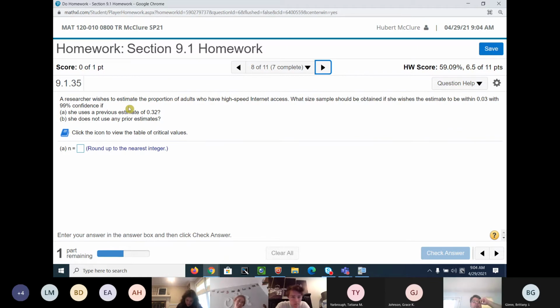A researcher, okay, this is the question I told you would get on a test right here. A researcher wishes to estimate the proportion of adults who have high-speed internet access. There's your question right there. Everybody see what I highlighted? What sample size? That means find N. It should be obtained with a margin of error of 0.03 and a 99% confidence level. So I'm going to let y'all do that one because it's only the N formula.